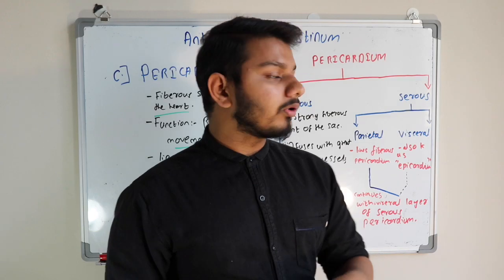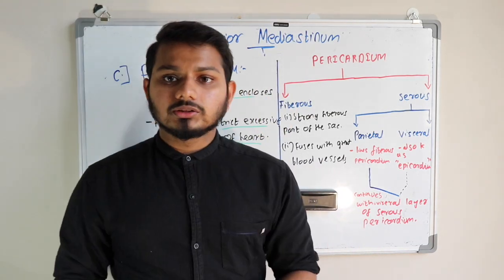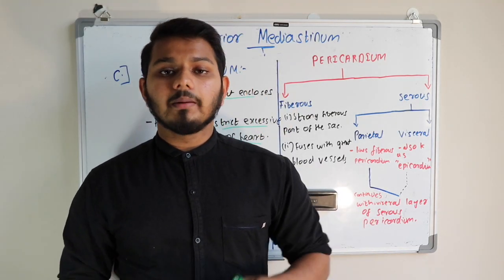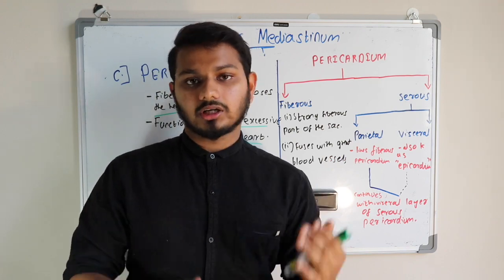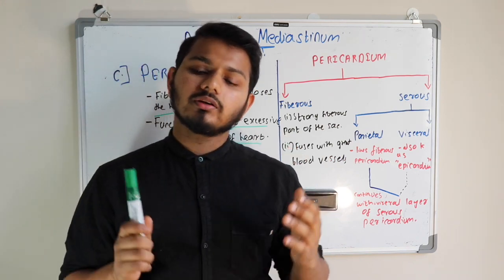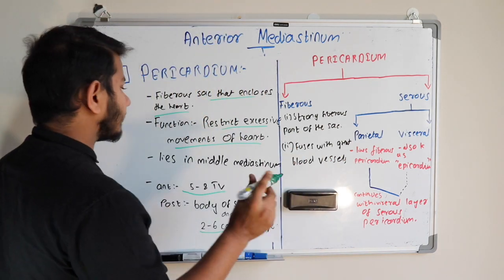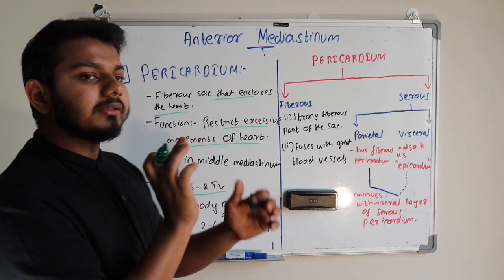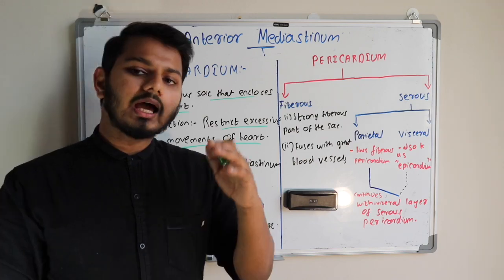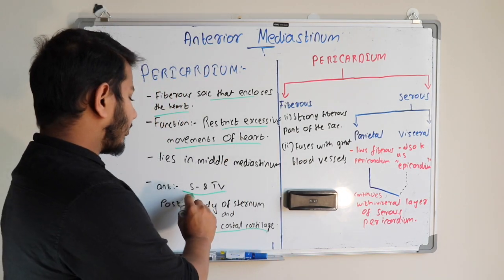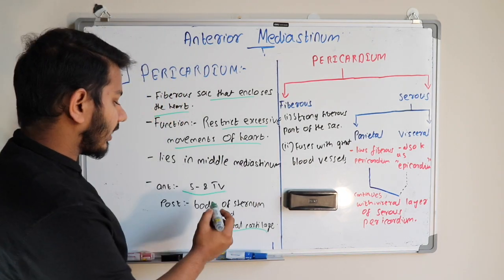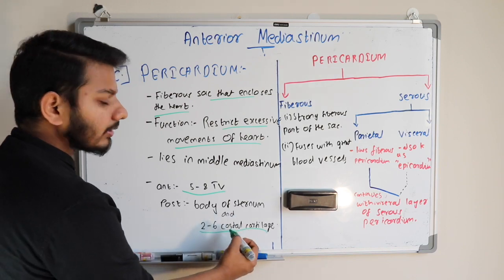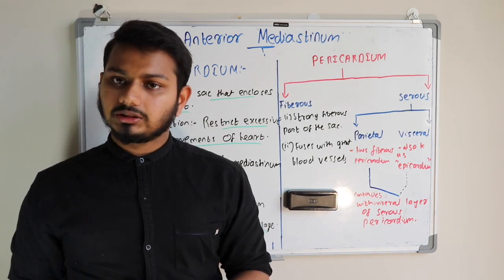Next we will be talking about the pericardium. As I have told earlier, the pericardium is a sac that covers the heart. What is the function of the pericardium? The function of the pericardium is that it restricts the excessive movement of the heart, and it lies in the middle mediastinum, more specifically anterior to the 5th to 8th thoracic vertebrae, and posterior to the body of the sternum and 2nd to 6th costal cartilages.